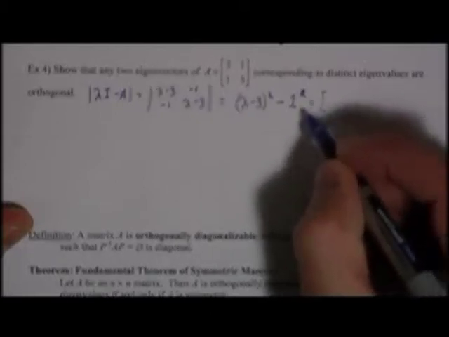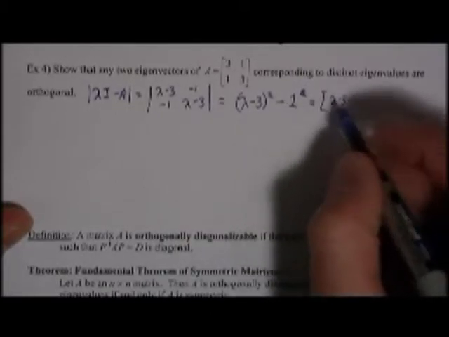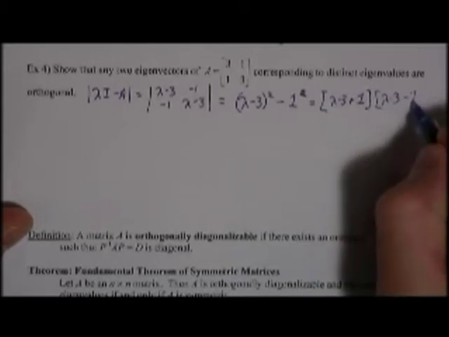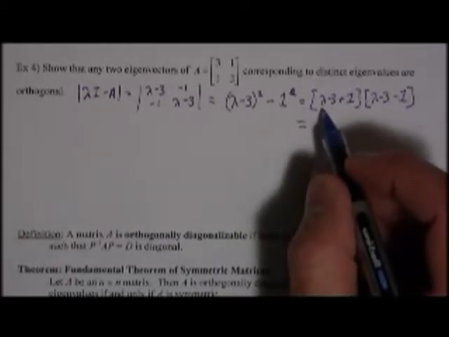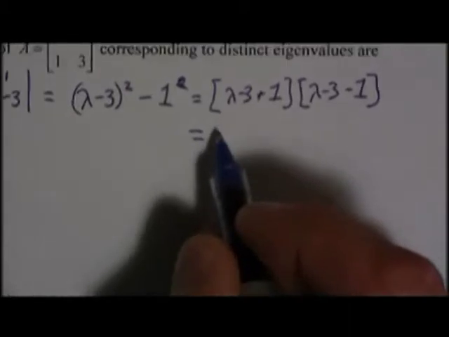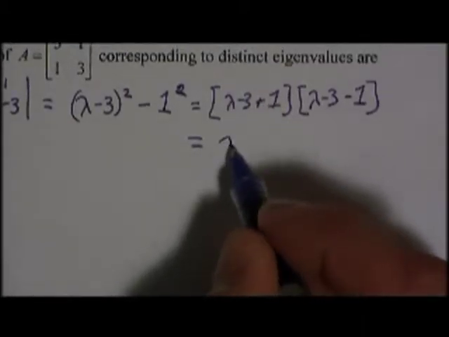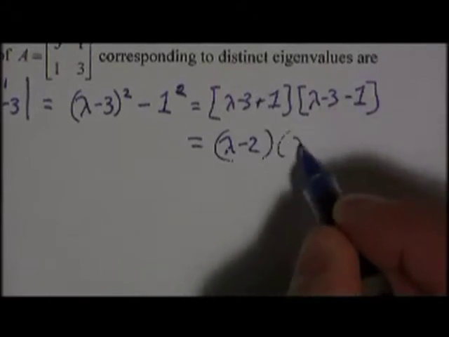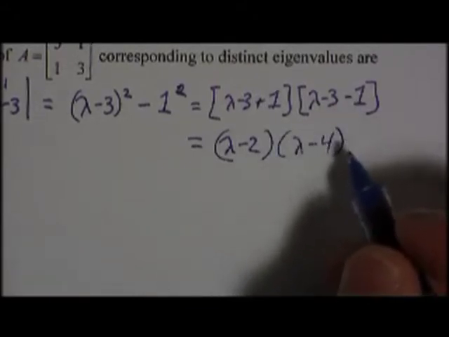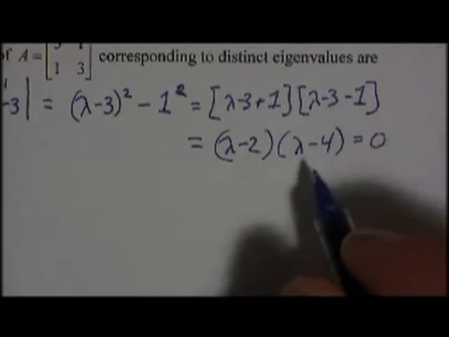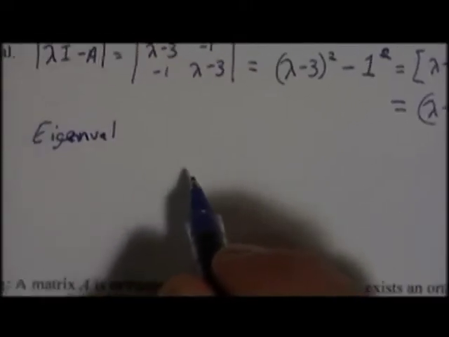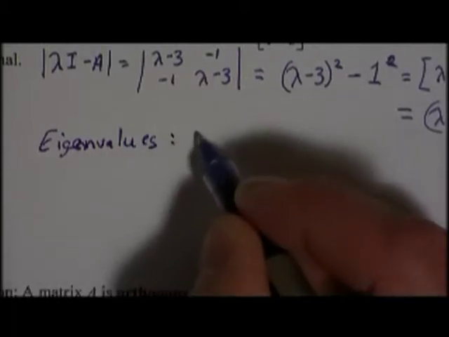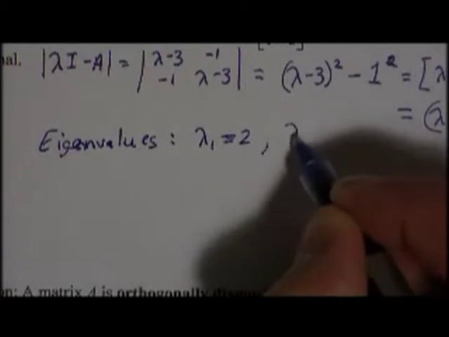So I can factor it as the square root of this plus that times the square root of that minus that. So we get lambda, let me zoom in, so we get lambda minus 2 times lambda minus 4. So we get our two eigenvalues when we set that equal to 0. Our lambda 1 equals 2, lambda 2 equals 4.